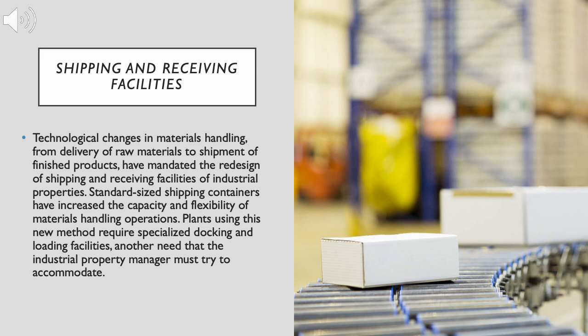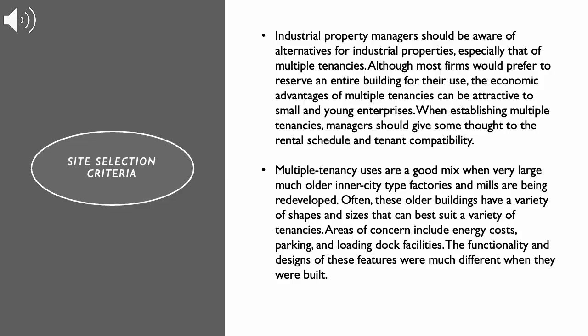Shipping and receiving facilities. Technological changes in materials handling, from delivery of raw materials to shipment of finished products, have mandated the redesign of shipping and receiving facilities of industrial properties. Standard-sized shipping containers have increased the capacity and flexibility of materials handling operations. Plants using this new method require specialized docking and loading facilities, another need that the industrial property manager must try to accommodate.